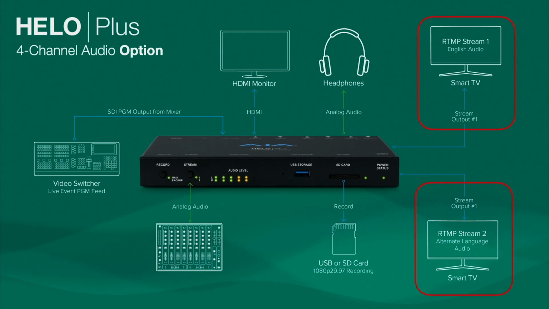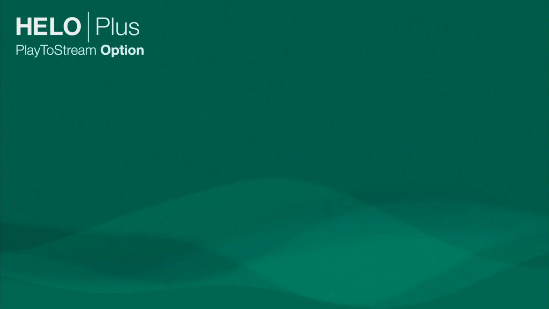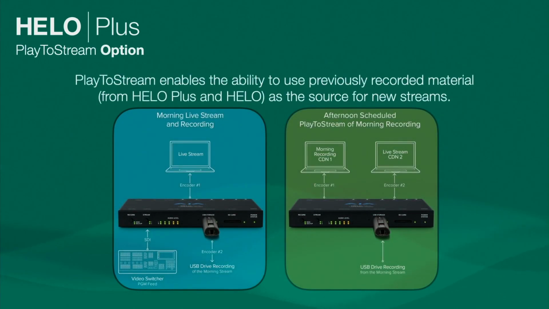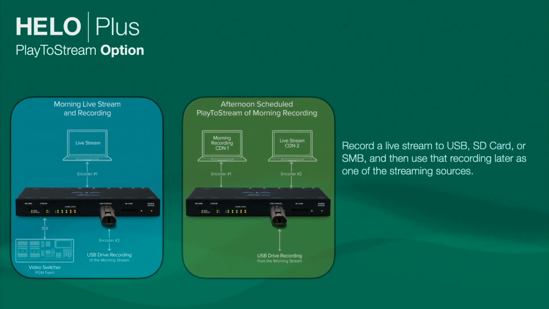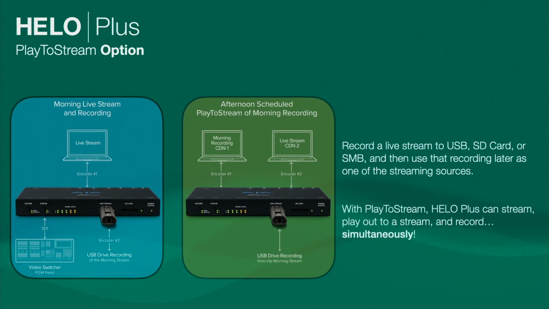That's a cool feature. This next new feature is another option, and we're calling it Play to Stream, and it does just that. It allows you to take previously recorded material, even material that had been recorded on an original HELO, not just a HELO Plus, and use that as a source for a live stream later. So it's literally playing to stream, and that is available on any of the media destinations that the box provides, whether that's USB or SD card or NAS.